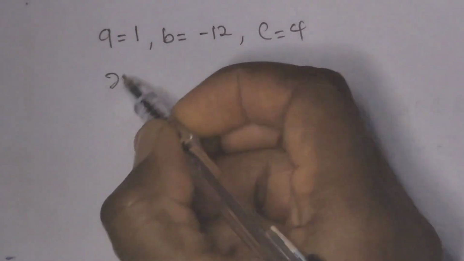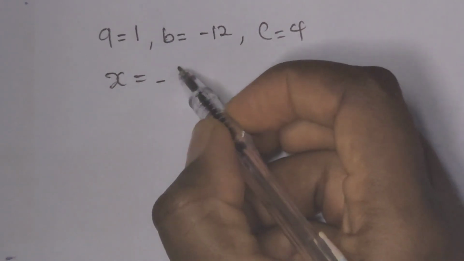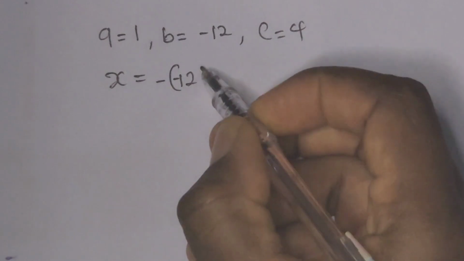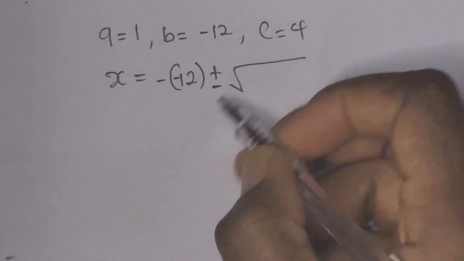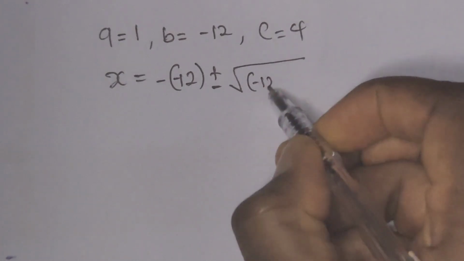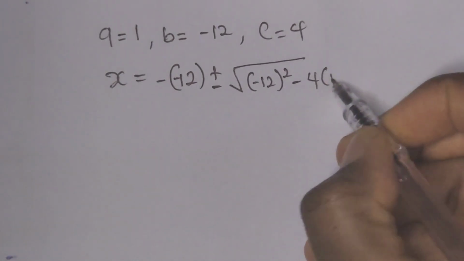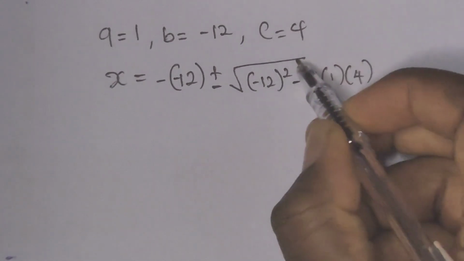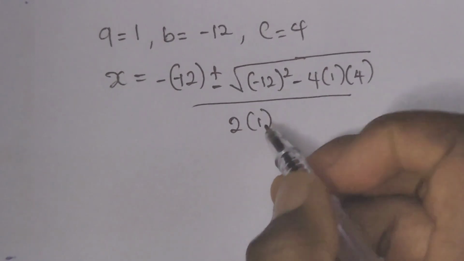So we have x equal to minus (minus 12) plus or minus square root of (12) all squared minus 4 times 1 times 4, all over 2 times 1.